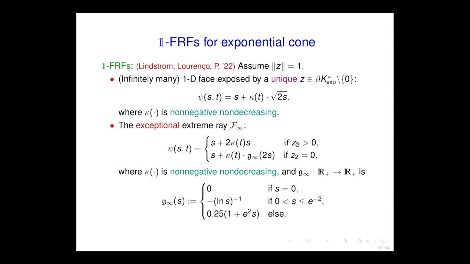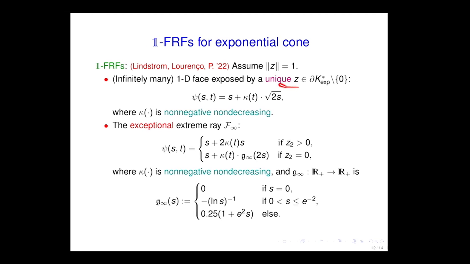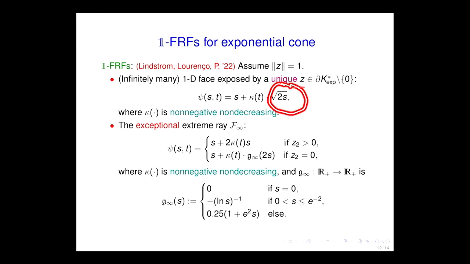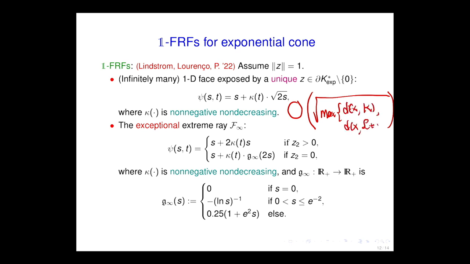So I will just show you the weird one-step facial residual functions, and I think that's about time. So first of all, for those rays along the blue curved surface, the dominant power in the s is square root. What this means in the final error bound is big O of square root of the maximum between the distance to the cone and the distance to the L plus A, if this one-dimensional face actually shows up in the facial reduction procedure.